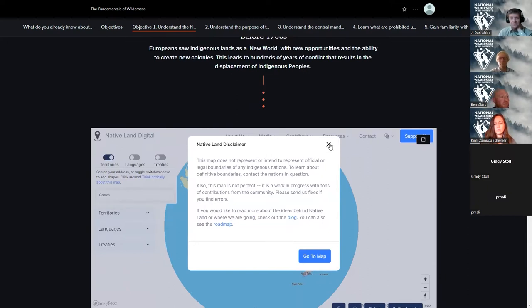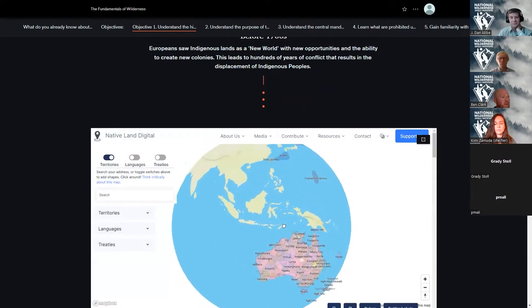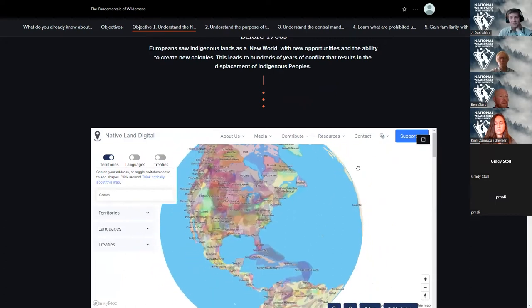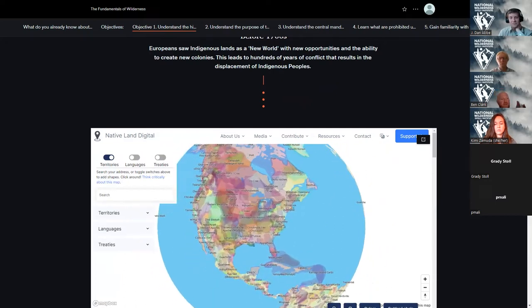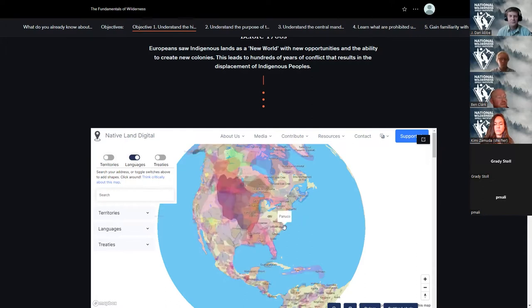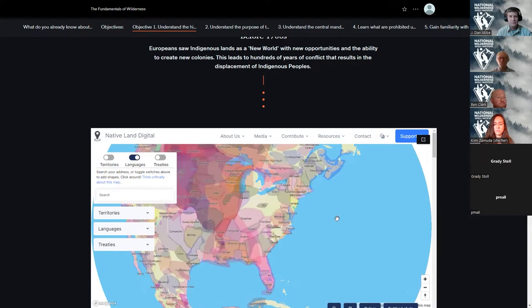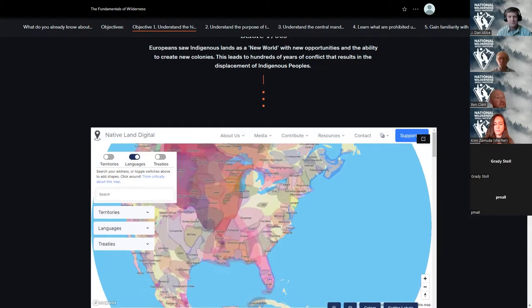And if you're not familiar with this, Native Land Digital here, let me scroll. There we go. This map helps to demonstrate what the many different indigenous territories and languages looked like in the Americas before European arrival and European colonization. You can see this is a great resource. You can click territories off, or languages on, and zoom in to get a better sense of that. So I welcome you to check that out.